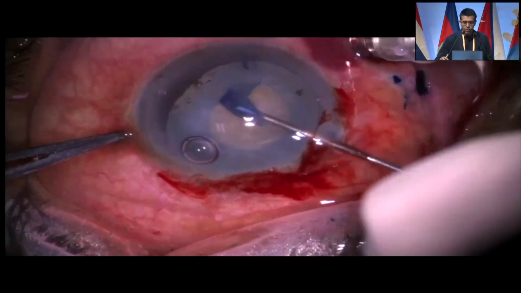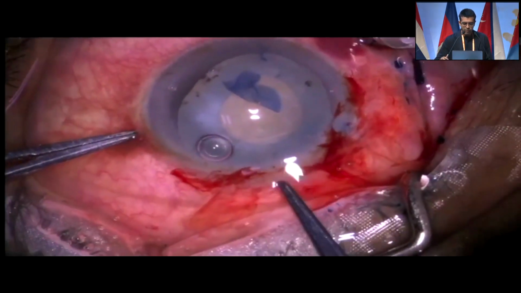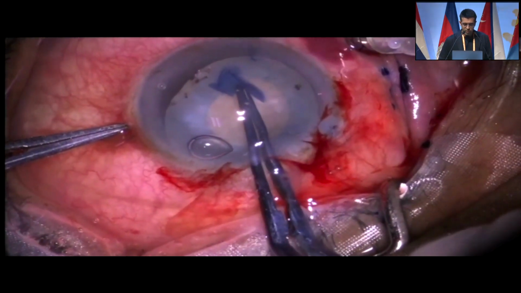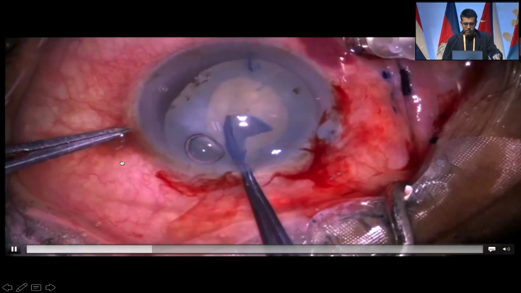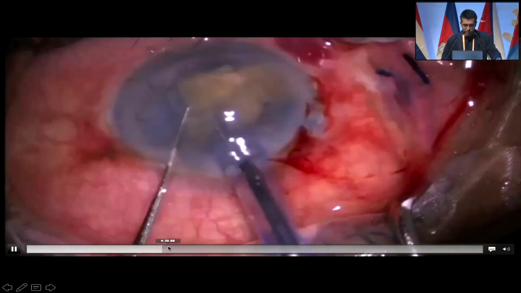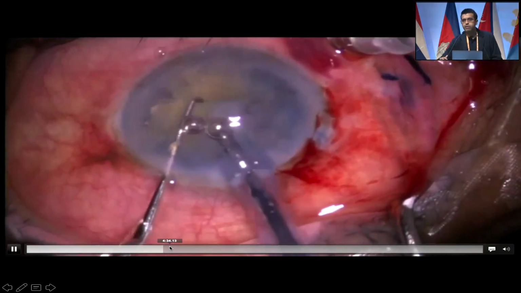We try and not go too much into the periphery, and once a rhexis is made, we're able to complete it and we go into the phacoemulsification. So phacoemulsification is relatively easy once the rhexis is done.